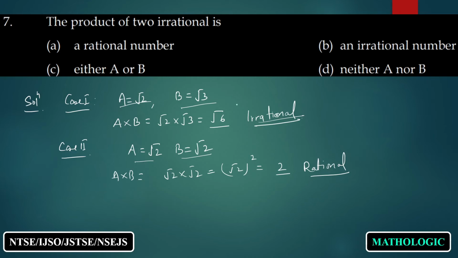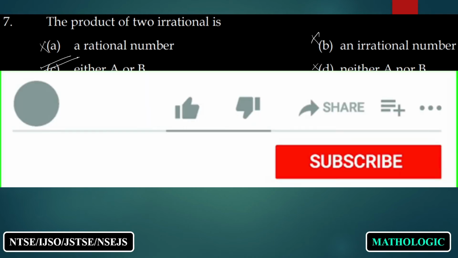Now come to the options. Option A says a rational number. No, it's not a correct option. Sometimes we are getting an irrational number, so this is wrong. Option B, an irrational number, not always, so incorrect option. Option C, either A or B. Now this seems to be correct since it says it can be a rational number or it can be an irrational number. Neither A nor B doesn't meet the requirement, so we discard it. So option C is the correct option.